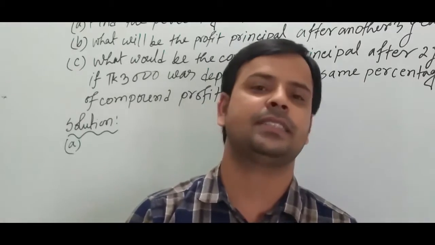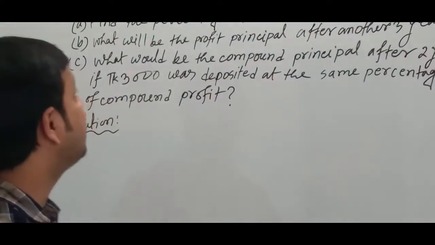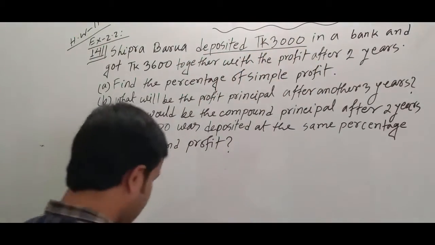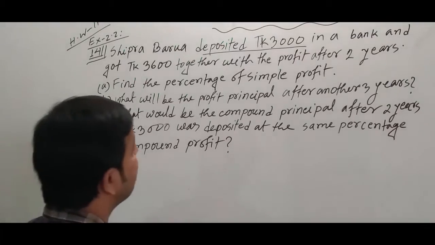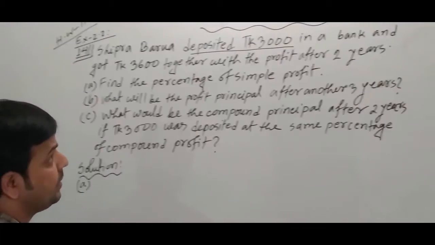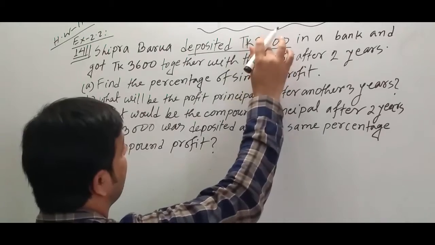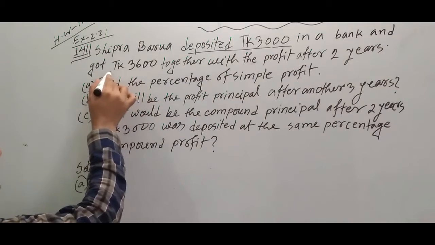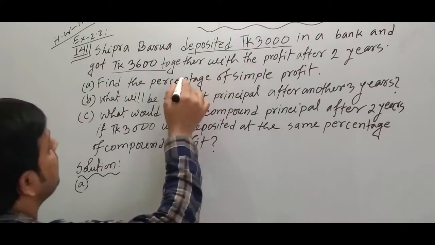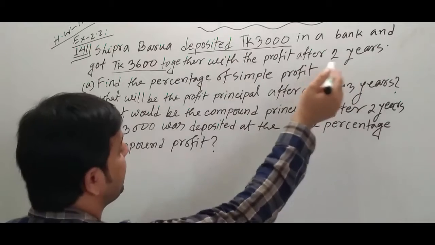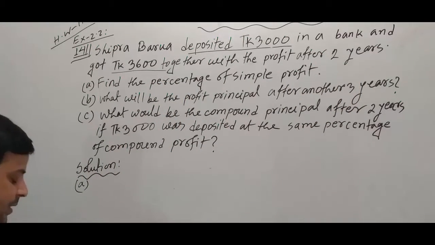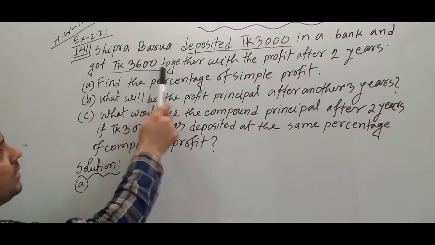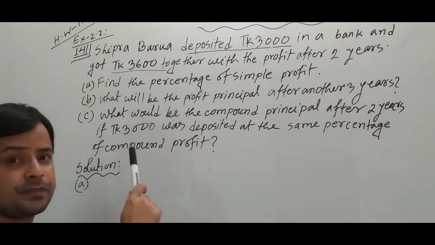Dear students, at first we have to understand the stem, which information is given in the stem. Now see what is given in the stem. Shipra Borua deposited taka 3000. It means that the money invested or deposited is known as principal. So taka 3000 is our principal in a bank and got taka 3600 together with the profit after 2 years. It means that 3600 is the profit principal after 2 years.